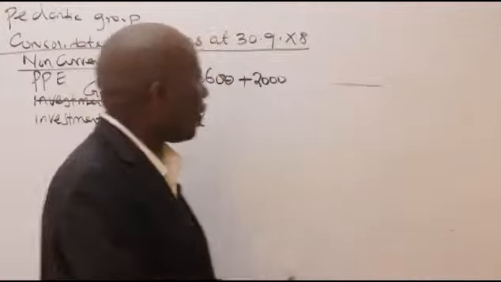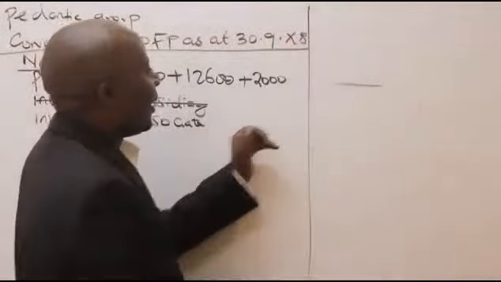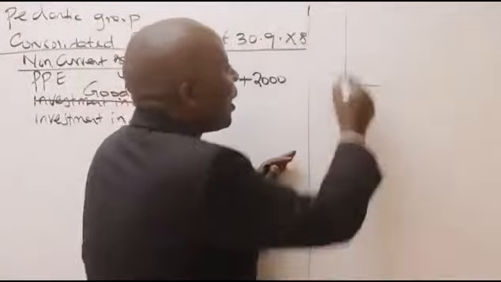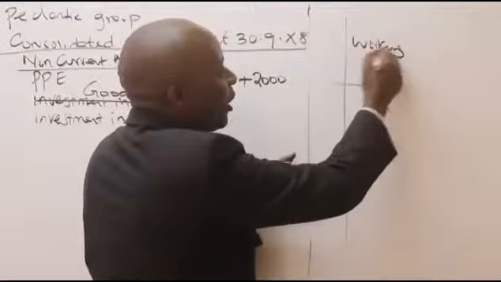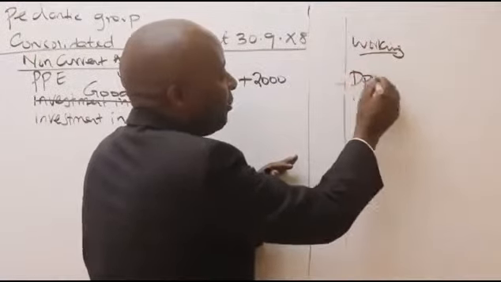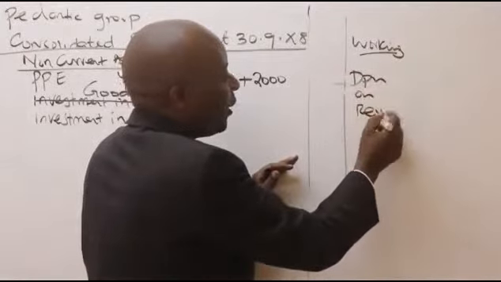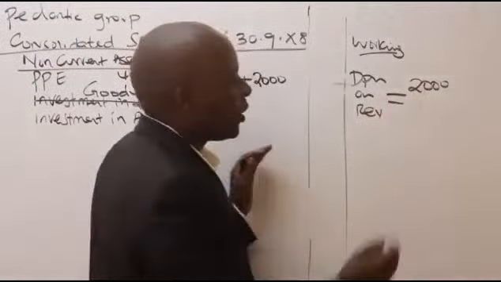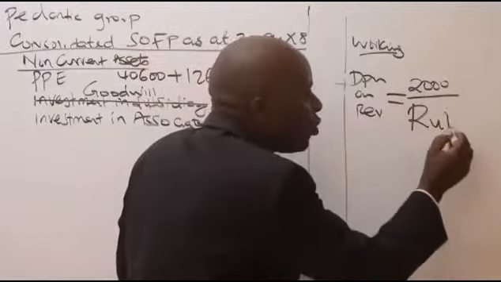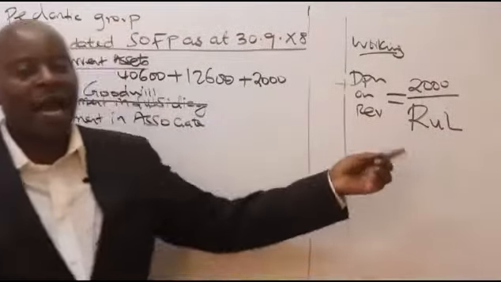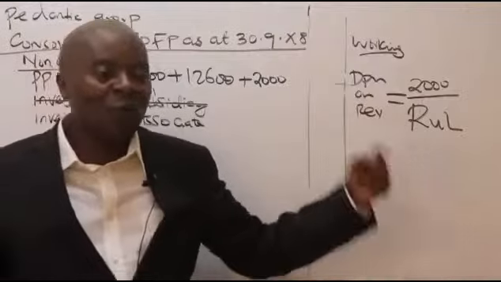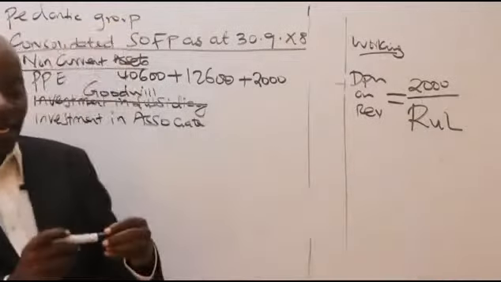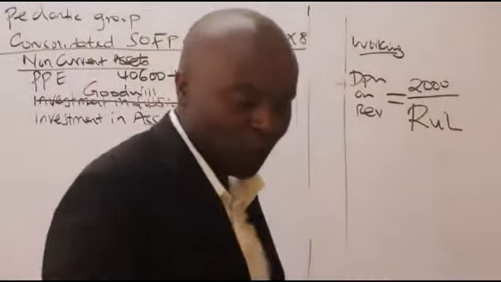So, ladies and gentlemen, go ahead and calculate for me. Now here, by the side, I have a place where I'm doing my work. So I would want depreciation on revaluation. I'll take the revaluation amount itself, which is 2,000, and divide this by my RULE. RULE stands for what here? Remaining useful life.